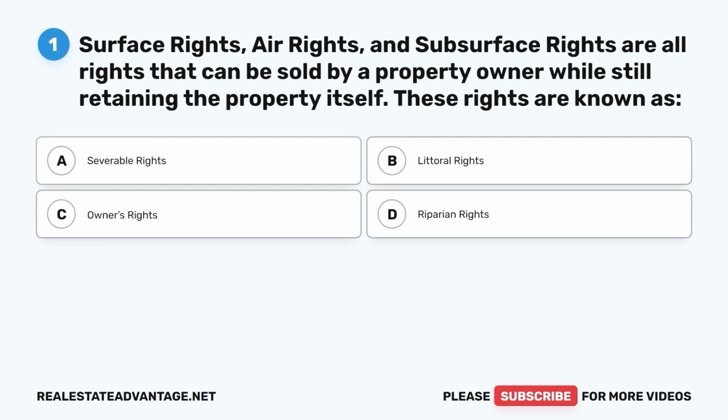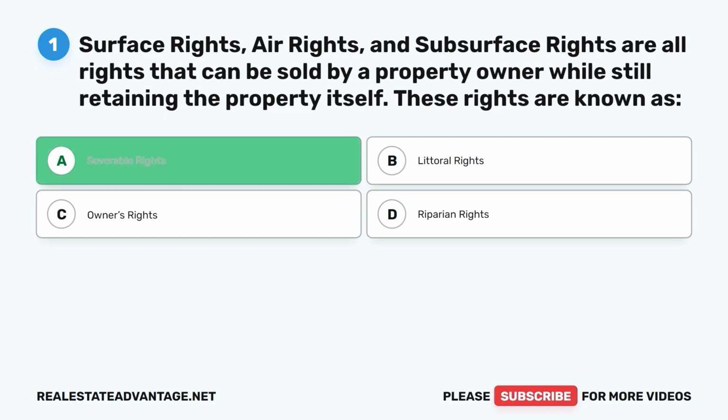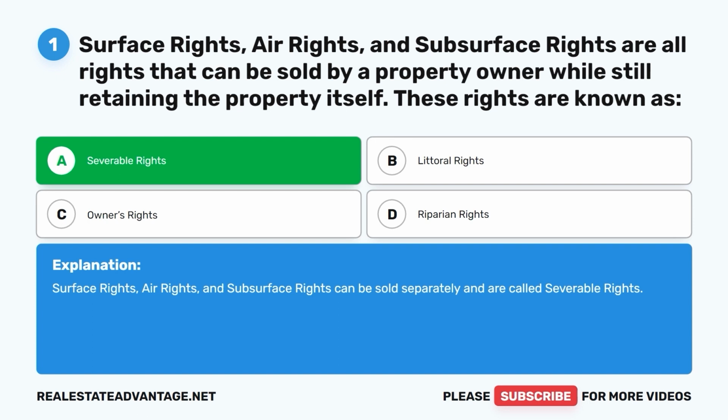Question 1. Surface rights, air rights, and subsurface rights are all rights that can be sold by a property owner while still retaining the property itself. These rights are known as A. Severable rights, B. Literal rights, C. Owner's rights, D. Riparian rights. The correct answer is A. Severable rights. Surface rights, air rights, and subsurface rights can be sold separately and are called severable rights.